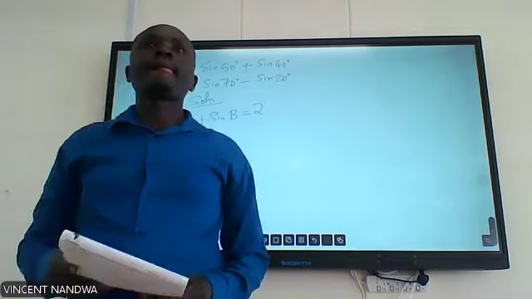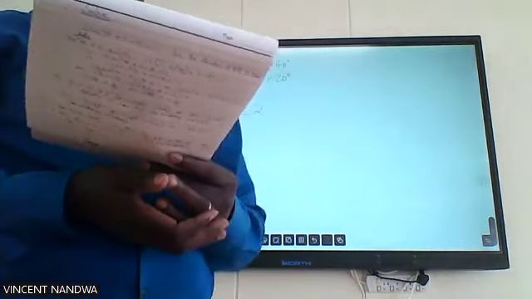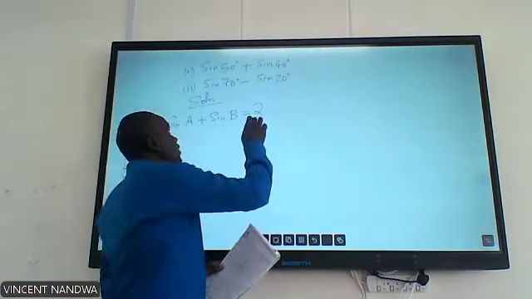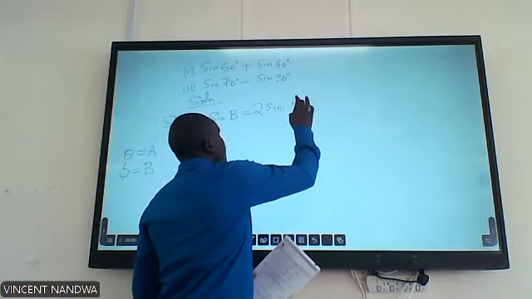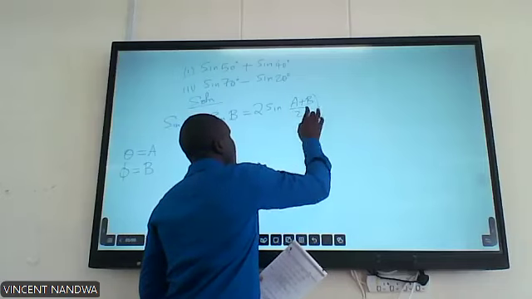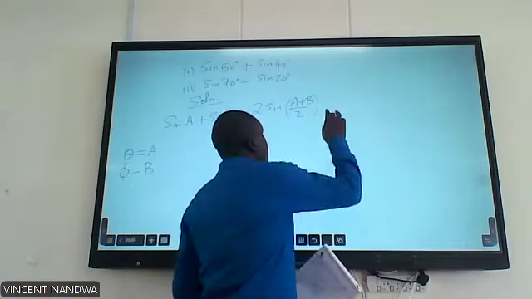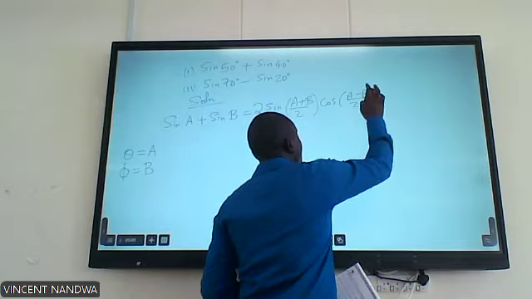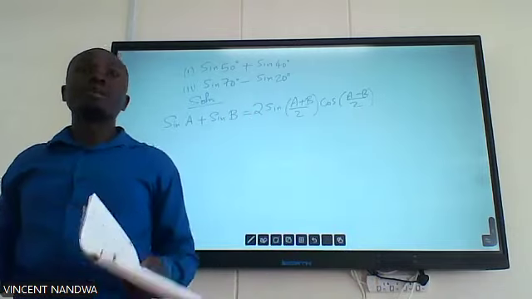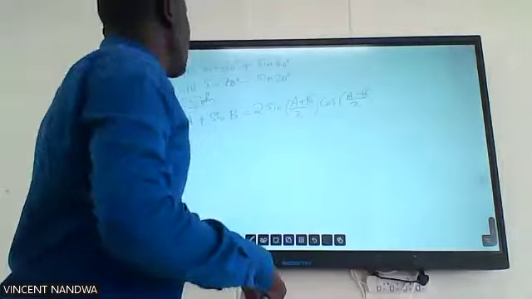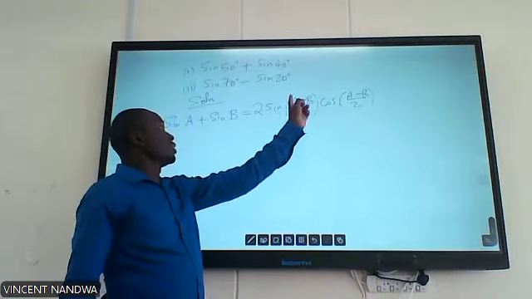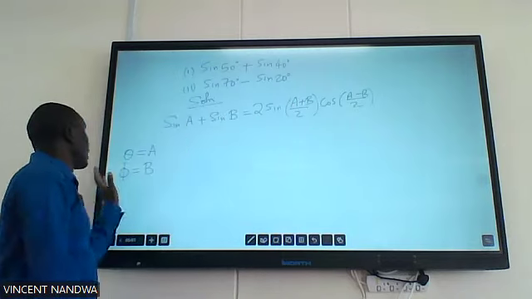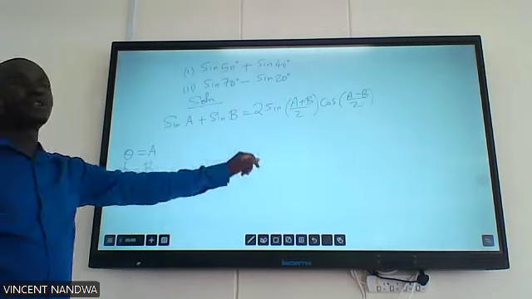Then 2 sine of A plus B over 2 multiplied by cosine of A minus B over 2. So I've told you that those variables we're using are dummy, which means that you can use any other variable. So when you're deriving this formula here, this was theta, this was phi, but you can also express it in any other different form.